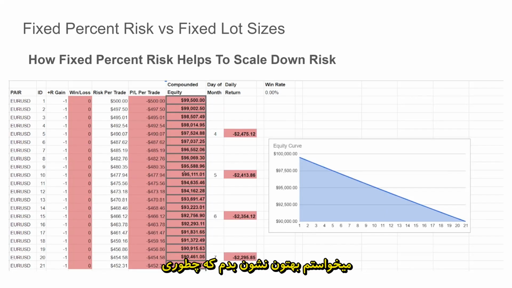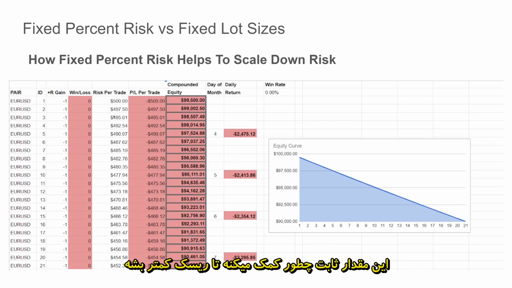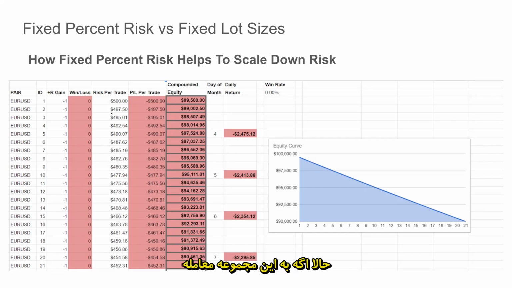On the flip side, I also wanted to show you how fixed percent risk helps to scale down risk. Now, if we look at this series of trades, obviously they're all losses. This would not be fun to go through. You can see our equity curve is literally a linear line pointing downward, right? But same thing, I wanted to illustrate to you guys.